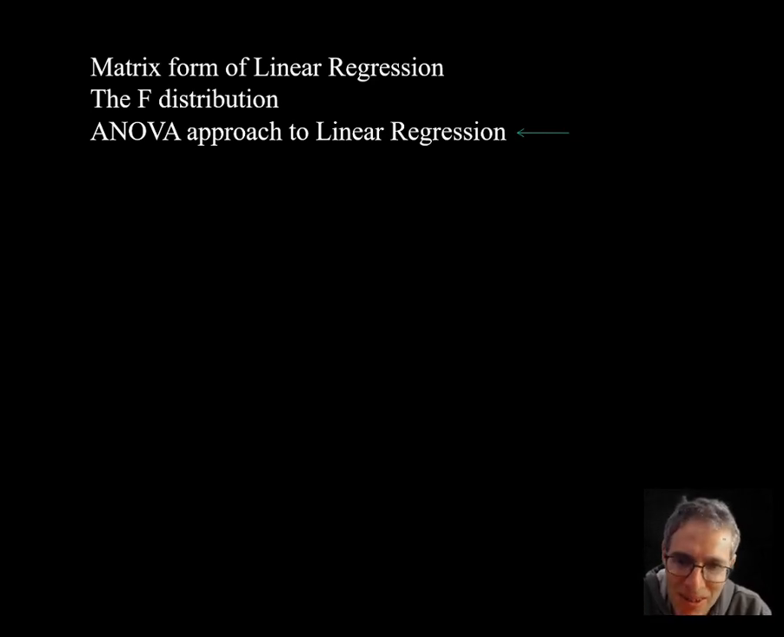This is going to be a little redundant because we're going to end up with the same p-value that we got for the matrix form of linear regression. But it's not always going to be true that the ANOVA approach to linear regression is going to give you the exact same p-value as the matrix form of linear regression. It is, however, true for the simple linear model that you get exactly the same answer.